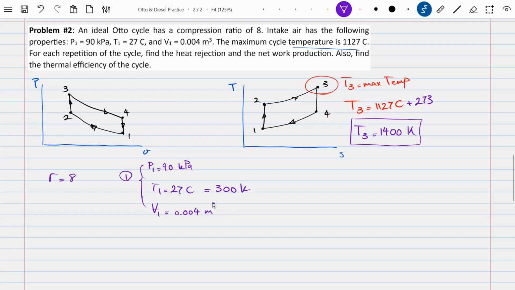4 liters, also known. I'm going to take the easy route and start with calculating the efficiency first. I know that it's the last thing that the problem is asking, but it usually is the easiest of the bunch to calculate. So efficiency is 1 minus 1 over R raised to k minus 1. For us, it means 1 minus 1 over 8 raised to 0.4. Our efficiency is 0.54.